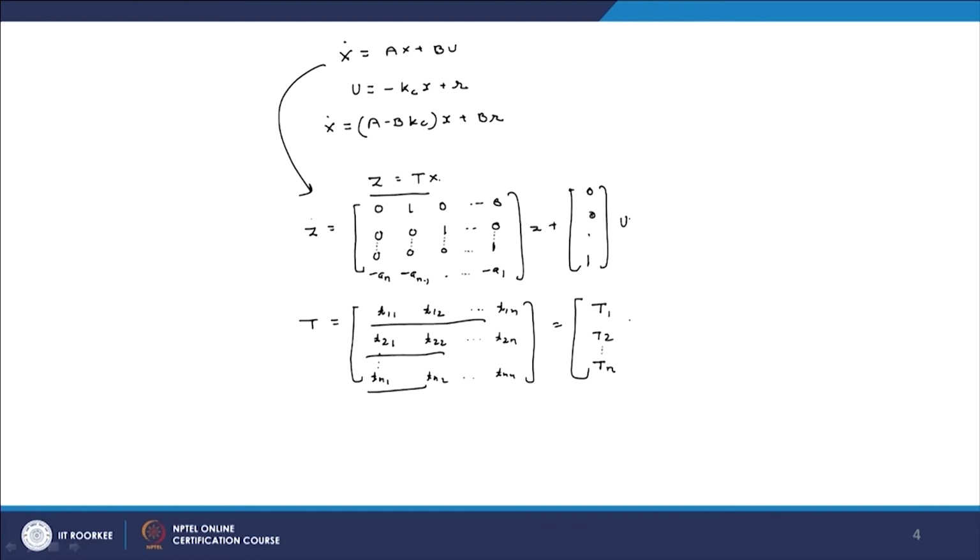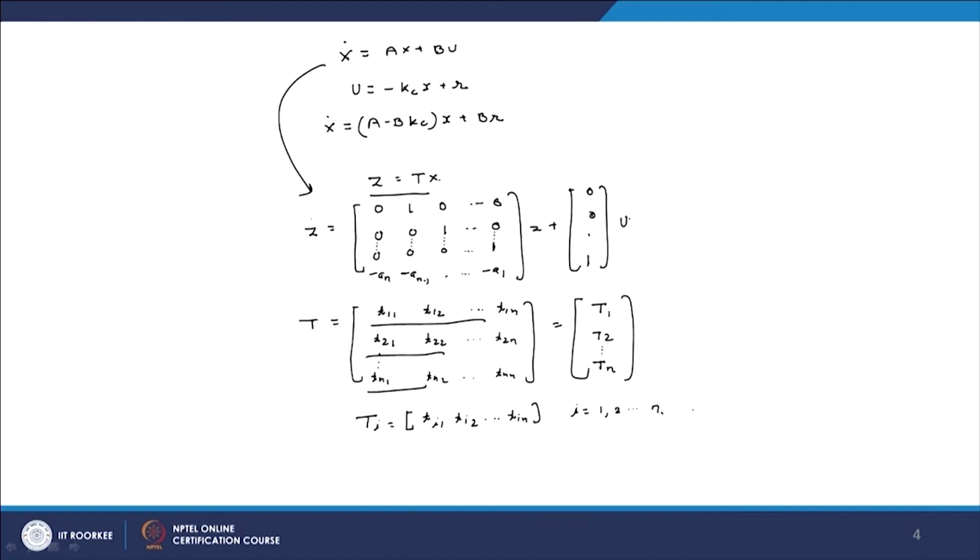and here say Tn, and here this Ti, that is T1, T2, Tn, that can be represented by Ti1, Ti2, Tin, and where i is varying from 1 up to n.